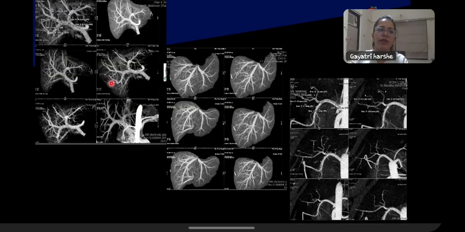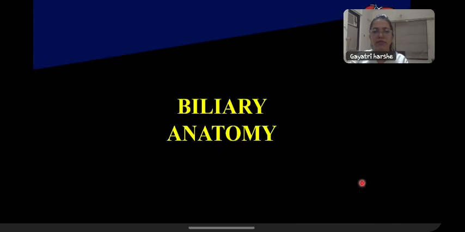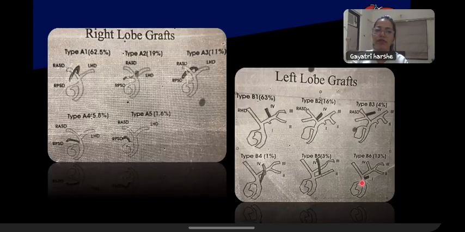And this way, we just give the portal vein, hepatic vein, and artery images. Moving forward with the biliary anatomy, as it is important for planning the resection.